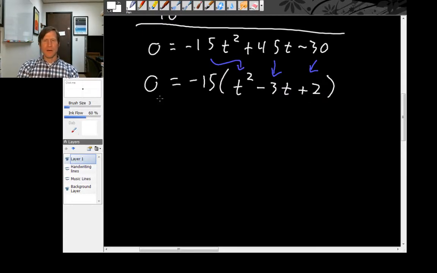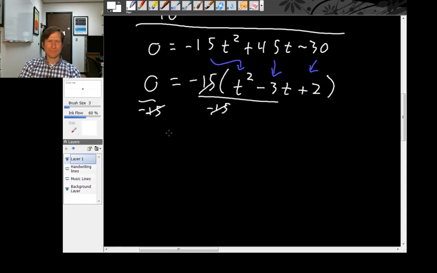Okay. At this stage, you could either finish factoring, or you could divide by negative 15, just to get the negative 15 out of the way. So let's do that. These cancel. I guess that one, you just get 0 on the left. On the right, they cancel. And you get 0 equals t squared minus 3t plus 2. All right, now we can factor on the right-hand side.